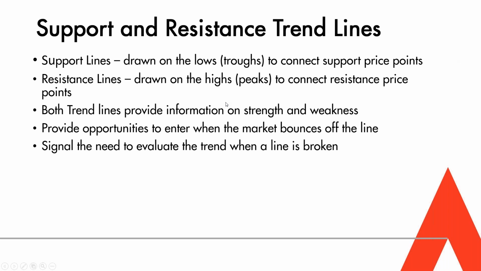Resistance lines are drawn connecting peaks, and they connect together to form a resistance line. So each time the market tests that level of resistance, there's a high chance of failing at that level. But should it break up through that level, obviously it starts to suggest the beginning of a new uptrend getting underway. So both trend lines provide information on strength or weakness.